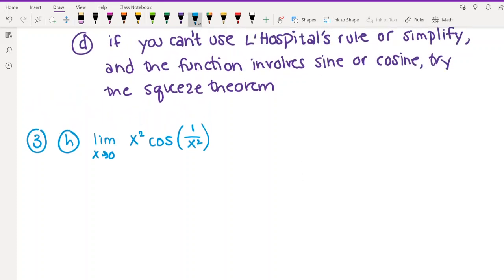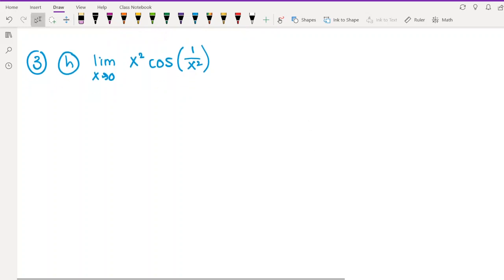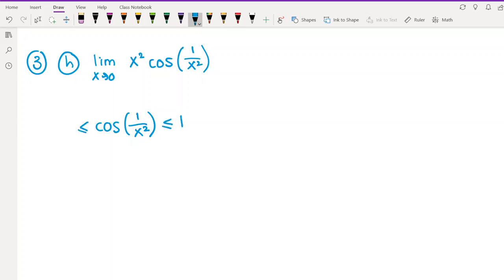Well, our function does involve sine or cosine, so that tells us that this is a squeeze theorem problem. So how do we use the squeeze theorem? Basically, you want to figure out what are the two functions that this function is in between, and then you're going to find the limit of those functions. In general, the way you want to start is take your trig portion, so here cosine of 1 over x squared, and we know that that has to be between -1 and 1.